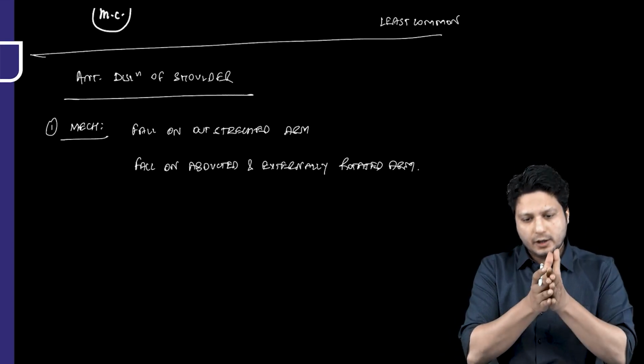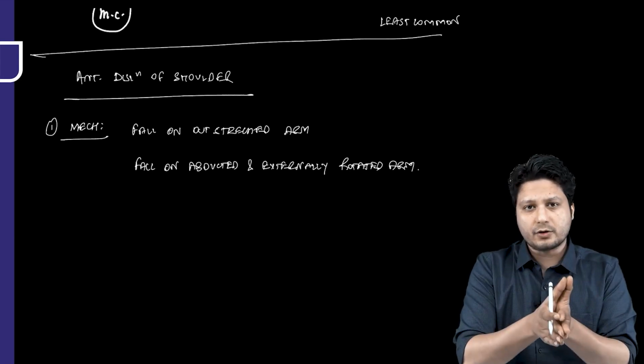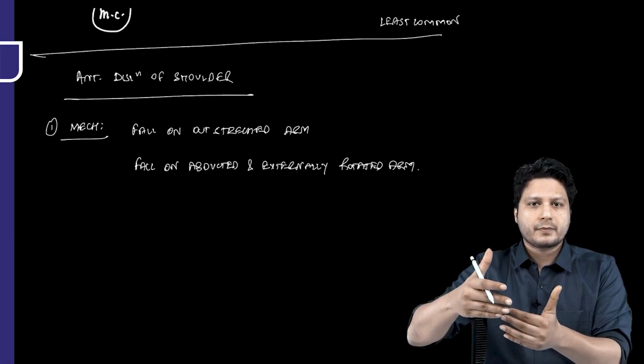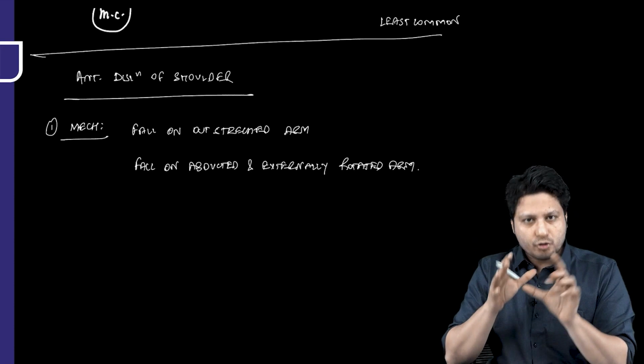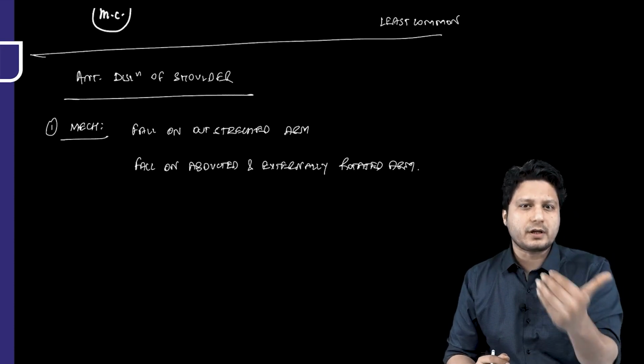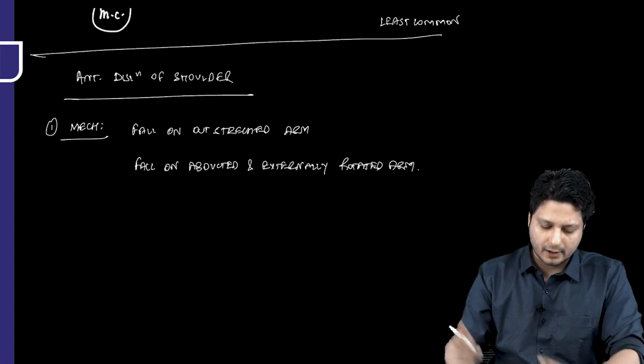Now, initially in your questions, how they used to ask the questions were that there is a fall on outstretched arm, but now you should be able to understand what is the meaning of this outstretched arm. It is in abduction and externally rotated position.